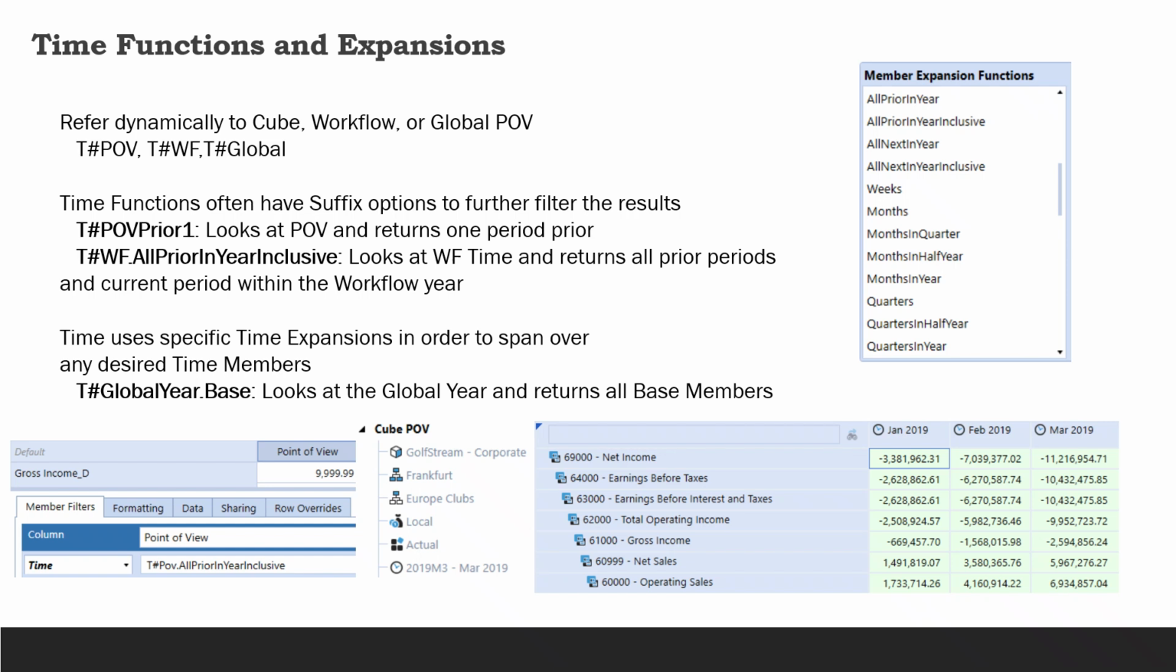Now, time uses specific time expansion in order to span over any desired time members. Example, T hash global year dot base. What it does is look at the global year and return all the base members as we have chosen the base. So you can use all these things as per your need.